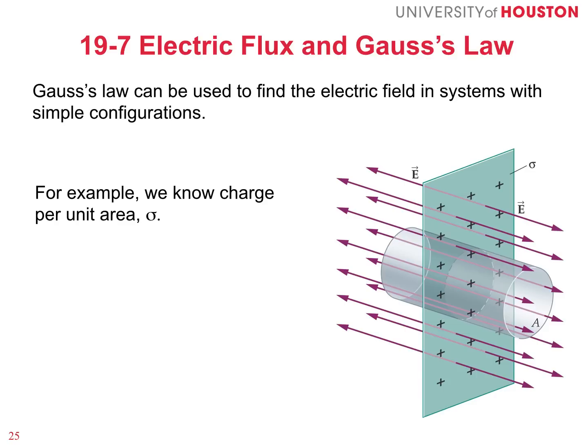The electric flux through both of these caps will add up to 2 times E times A, and from Gauss's law that will equal the charge enclosed, which is the charge per unit area, sigma, times the area divided by epsilon 0. We can then rearrange this equation to get E on its own. The A's will cancel, and that gives us an electric field that will be equal to sigma divided by 2 epsilon 0.